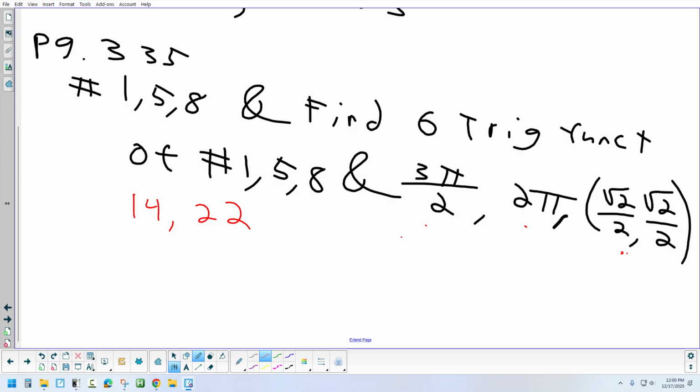So it's 1, 5, and 8 in the book. 14 and 22 is also in the book. And then I want you to find the 6 trig functions of 1, 5, and 8. And the 6 trig functions of, well, you're going to have to figure out this coordinate and this coordinate. But I think we've already done them in class, so just go into our notes. So that's the homework for tonight.